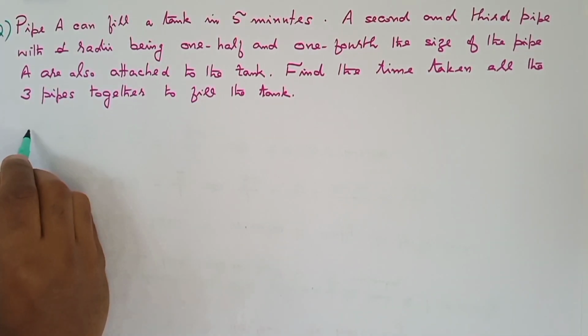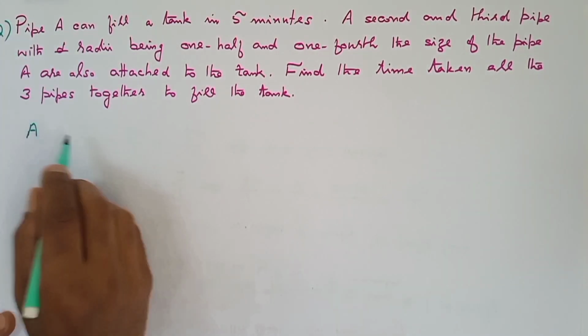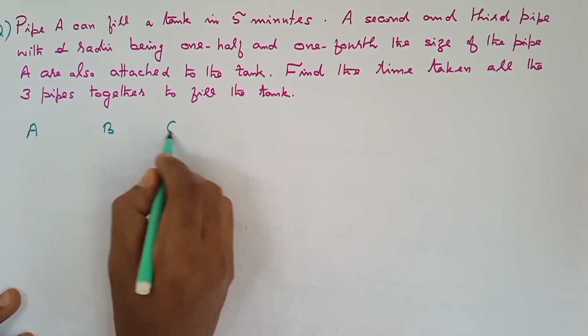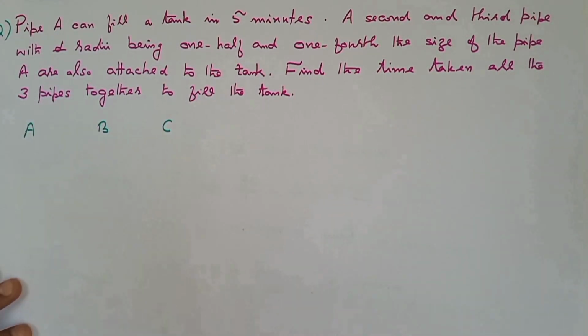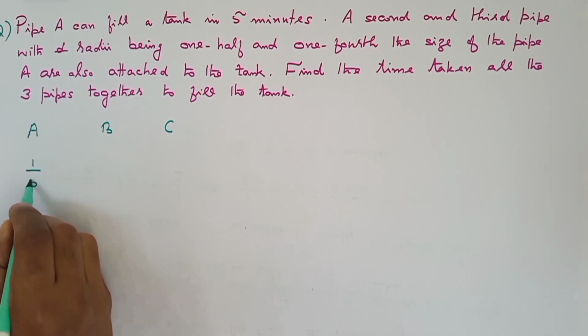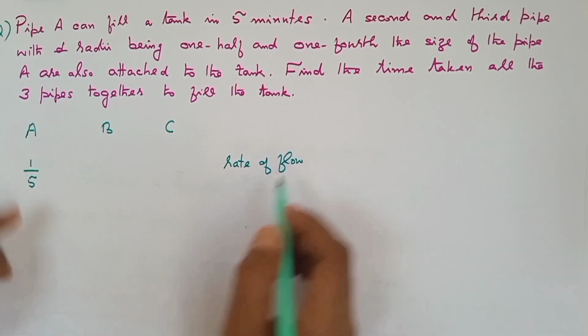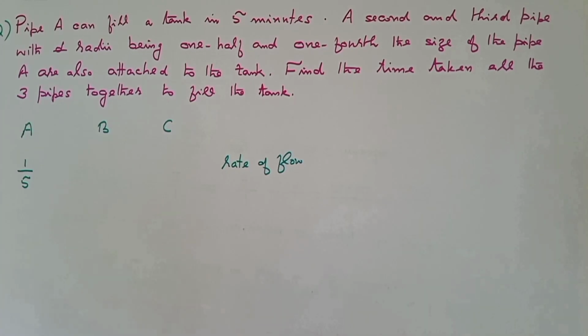So totally we have three pipes. They name A as one of them. Let B and C be the other two pipes. A can fill the tank in 5 minutes, which means the rate of flow of A will be 1 by 5. What does that mean?